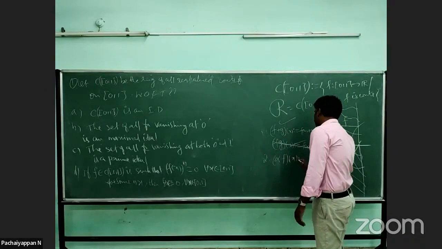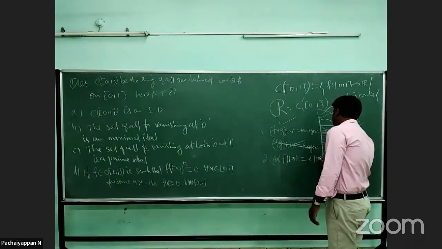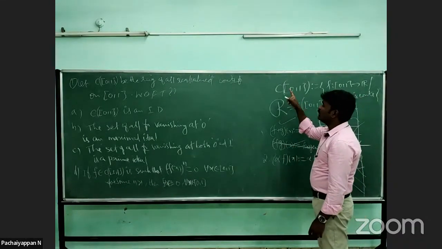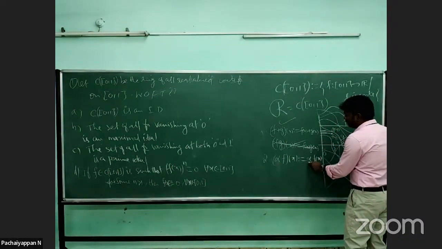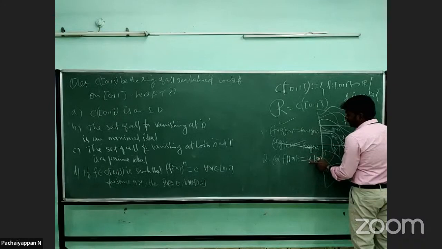Alpha times f of x, defining scalar multiplication: alpha times f of x. This is a vector space over R. Over R, in the sense that here we are taking a real number. Given each x, f of x will be a real number, and alpha should be real, then the product should be real. If alpha is complex, the scalar multiplication is not well defined.